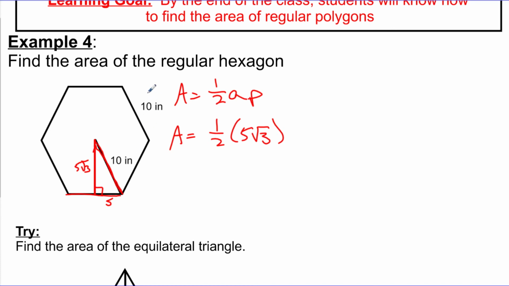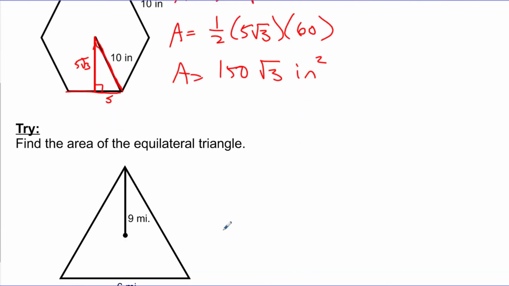And again, we have to look at this and say a hexagon has 6 sides. There are 10 inches per side. That is a perimeter of 60 total. So I can multiply this out and get 150 times the square root of 3 inches squared, if we're leaving it in simplest radical form. So again, here's another example.